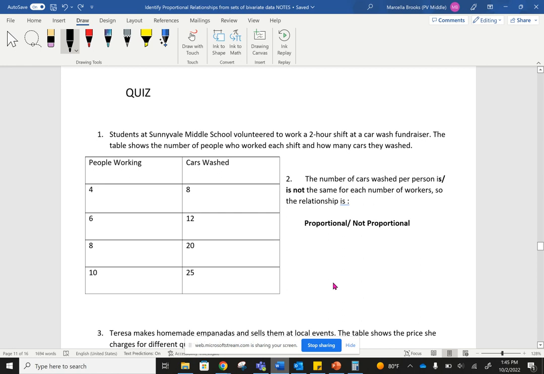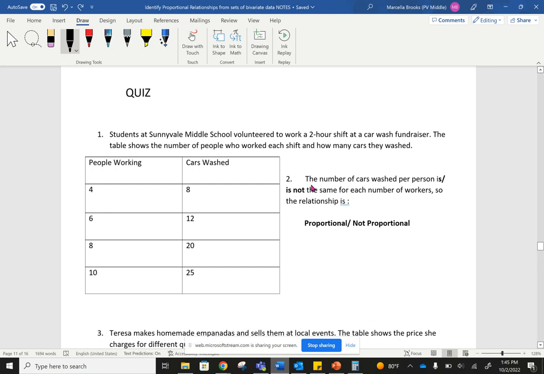This is the quiz or the practice problems for identifying proportional relationships from sets of bivariate data. So number 1, students at Sunnyvale Middle School volunteered to work a 2-hour shift at a car wash fundraiser. The table shows the number of people who worked each shift and how many cars they washed.